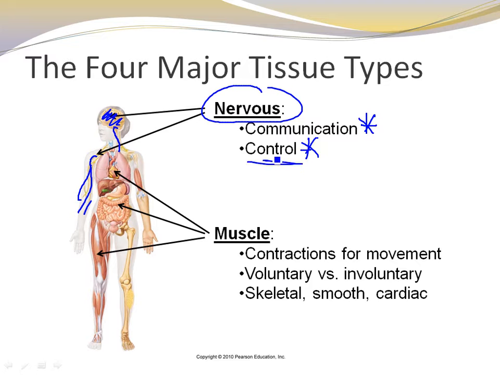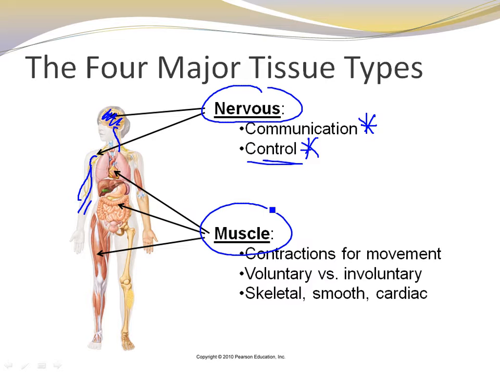Controlling things. You guys know that the brain is like the control center for your body, so that shouldn't be a surprise to you either. You'll learn a whole lot more really about nervous tissue and how it functions when we get to Unit 4 in this class.